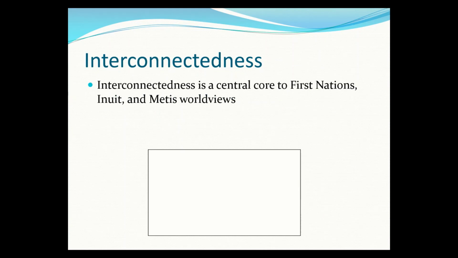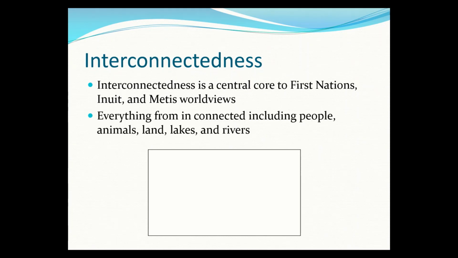So interconnectedness is central core to First Nations, Inuit, and Métis worldviews. So everything, including the people, the land, the lakes, the rivers, so living, biotic, and non-living, abiotic things are all connected. So this video shows how living things can affect non-living things in the earth really well.